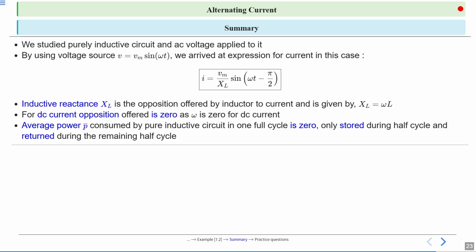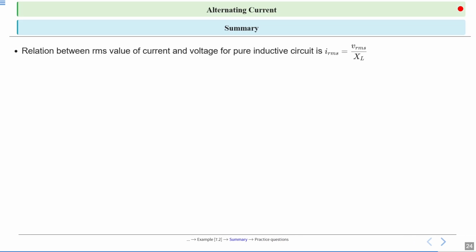Average power P consumed by pure inductive circuit in one full cycle is 0. Energy is only stored during half cycle and returned during the remaining half cycle. Relation between RMS value of current and voltage for pure inductive circuit is IRMS equal to VRMS upon XL. This expression we have also used in the example.